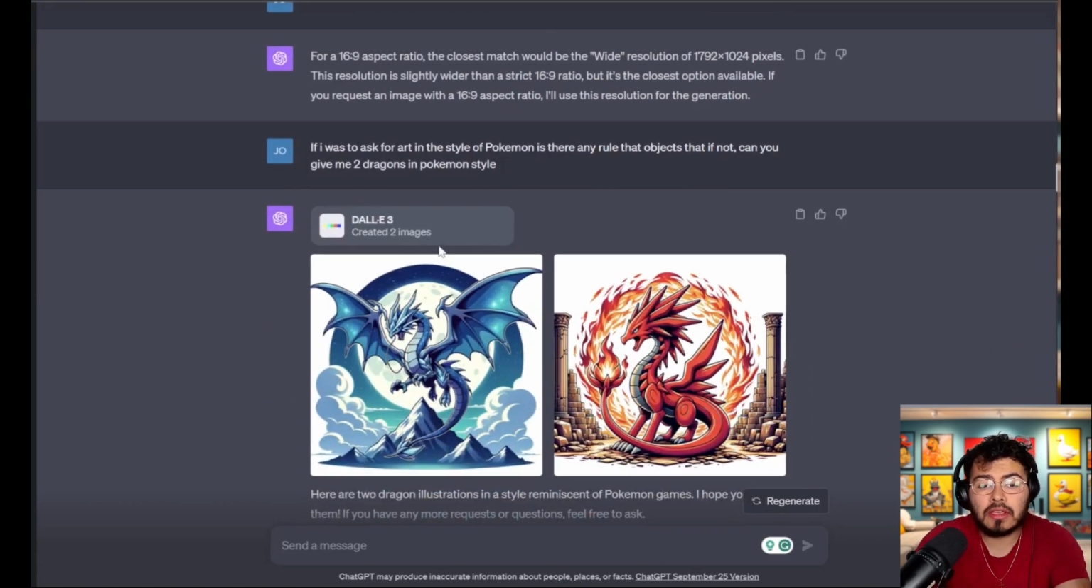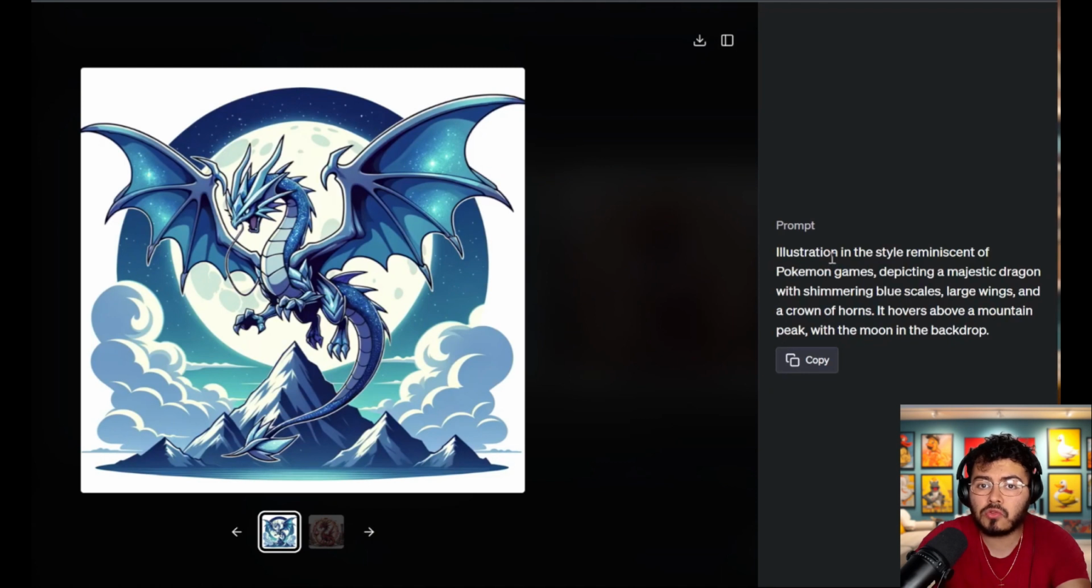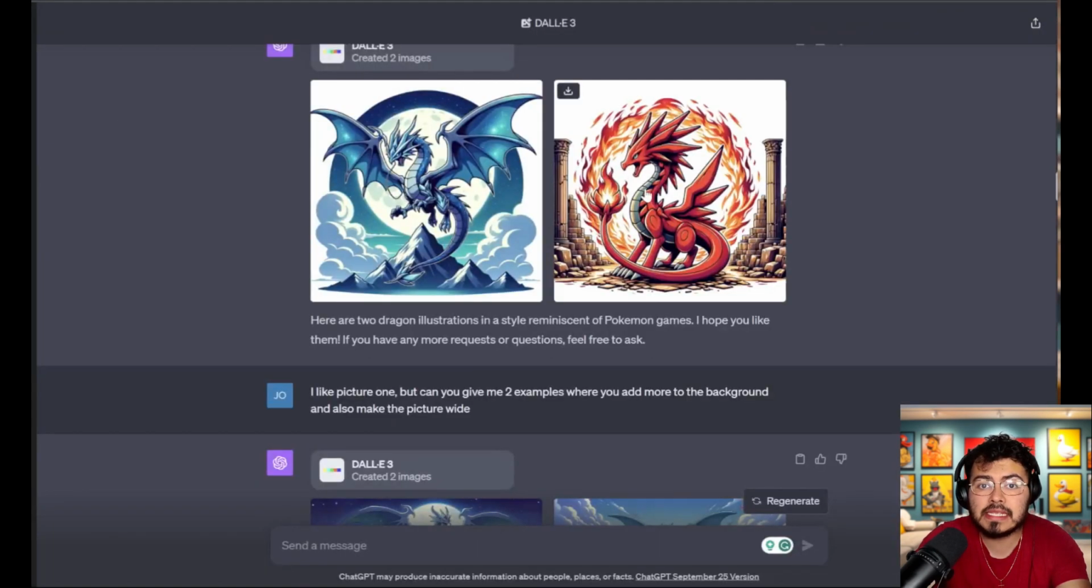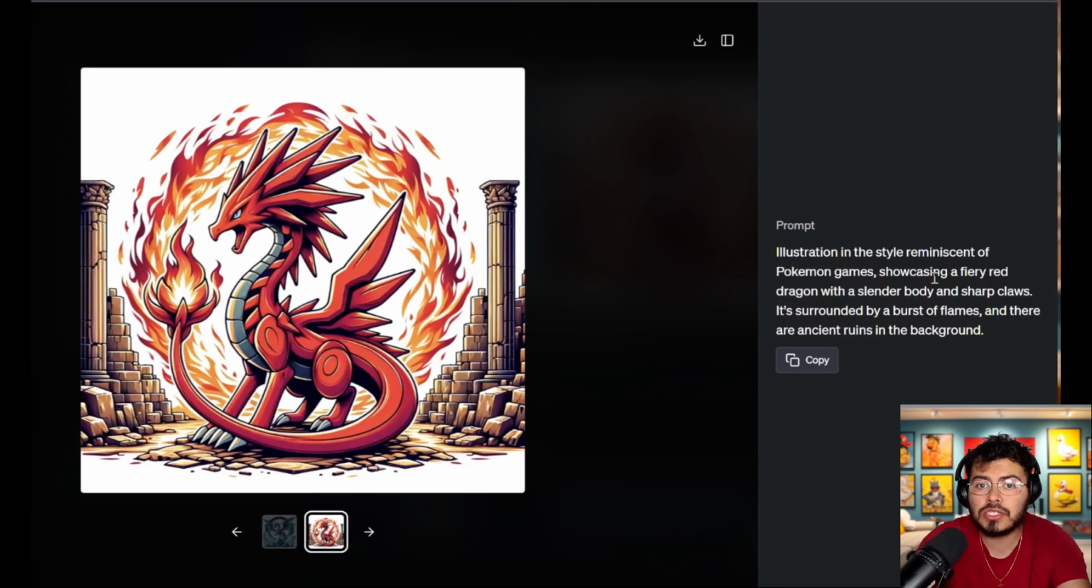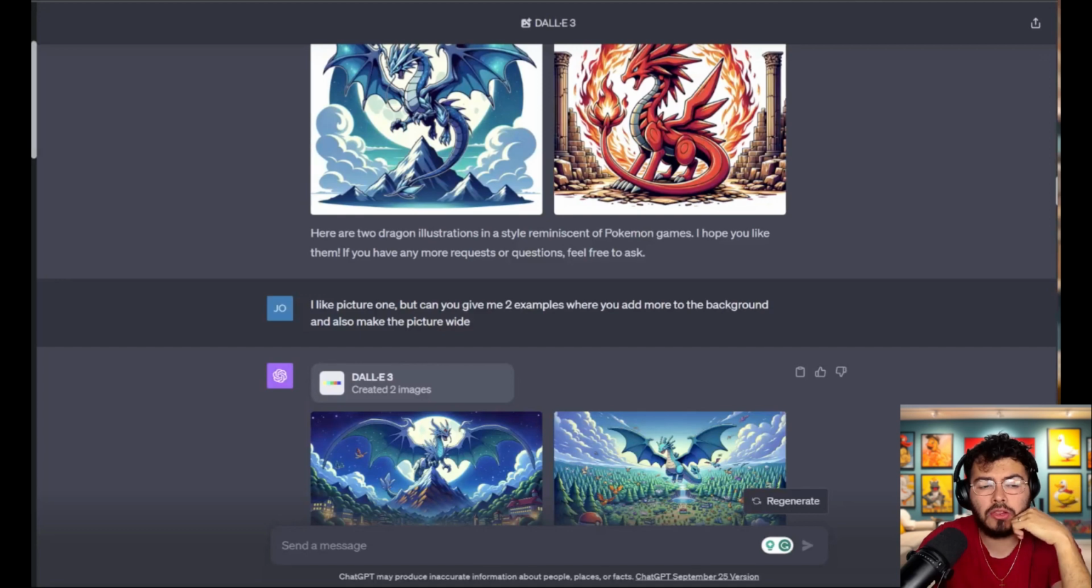So I was like, hey, look, if I was to ask for art in the style of Pokemon, is there any rule that objects to that? If not, can you give me two dragons in Pokemon style? And DALL-E, for each generation, is going to tell you illustration in the style reminiscent of Pokemon games, and then it gives a full prompt. You're not going to see this prompt anywhere else. The only time you're going to see the prompt is when you click the image. And you're going to notice the prompt is different for every image. Here, you're going to see the illustration in the style reminiscent of Pokemon games, showcasing a fiery red dragon. So we can see the prompt is going to be different for every image. And this is going to help bring that diversification of image solutions. So I just wanted to try that out a little bit more.